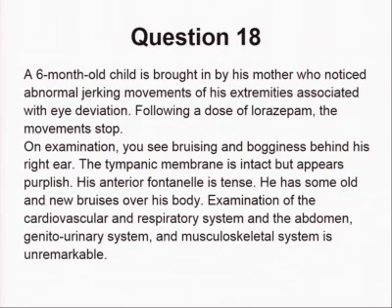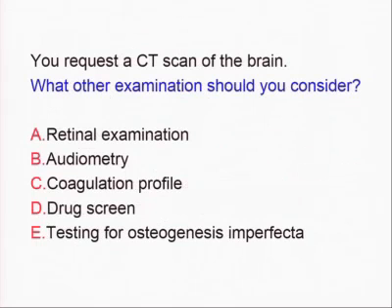Okay, a 6-month-old was brought in by his mother who noticed abnormal jerking movements of his extremities associated with eye deviation. Following a dose of lorazepam, the movement stopped. On examination, you see bruising and bogginess behind his right ear. The tympanic membrane is intact but appears purplish. The anterior fontanelle is tense. He has some older and newer bruises over his body. Examination of the cardiovascular, respiratory system, abdomen, genitourinary system, and muscular system is unremarkable. You request a CT scan of the brain. What other examination should you consider? Retinal examination, audiometry, coagulation profile, drug screen, testing for osteogenesis imperfecta.